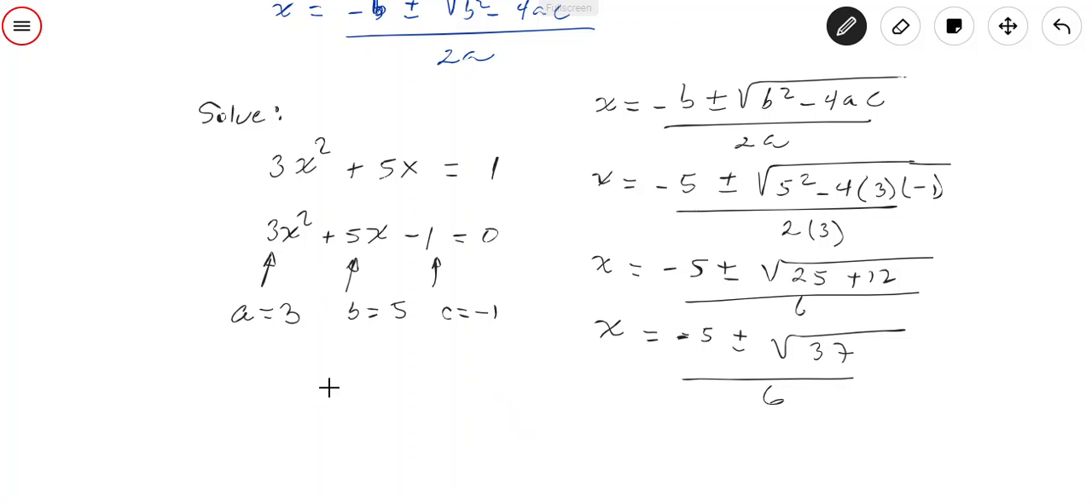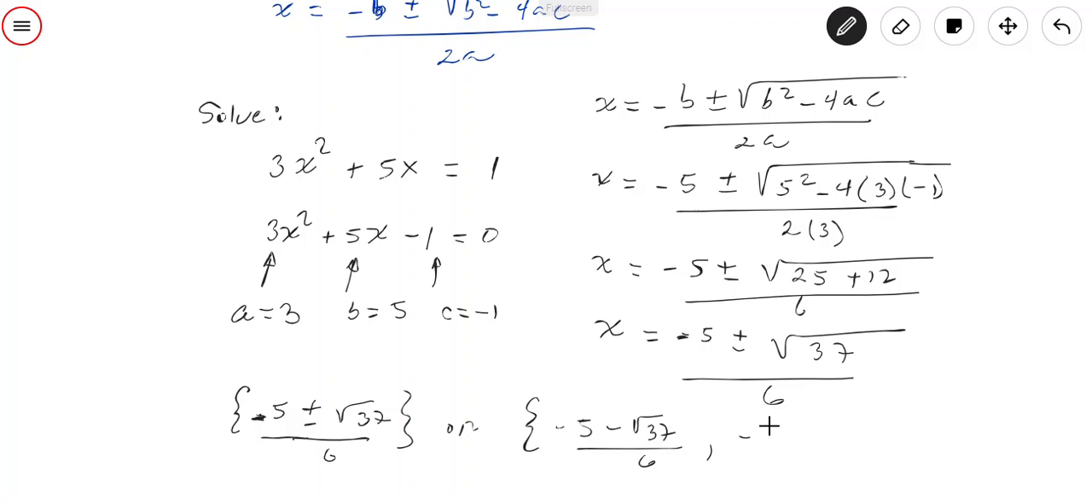So in this case, your solution will be negative 5 plus minus the square root of 37, all over 6. Sometimes in the books you find that they express it together like this, right? Or you can also write your solution as negative 5 minus the square root of 37 over 6, comma, negative 5 plus the square root of 37 over 6. So you separate the solutions over 6, right? This is how you solve by using the quadratic formula.